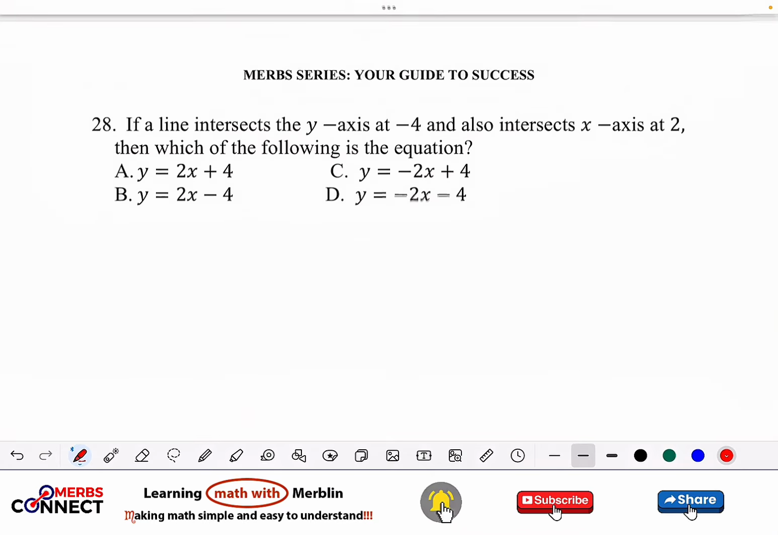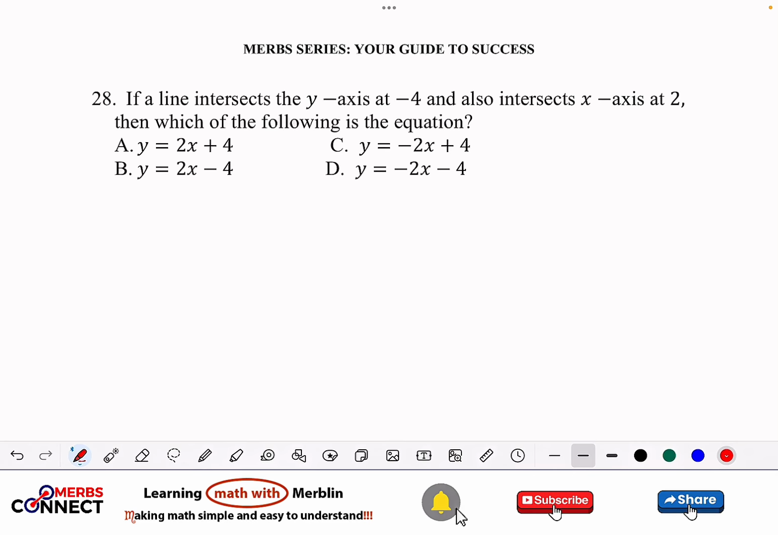Okay, so let's look at 28. If a line intercepts the y-axis at the point -4, then it means that we are going to have (0, -4). That is the intersection. And then the x-axis, so (2, 0). Then which of the following is the equation?